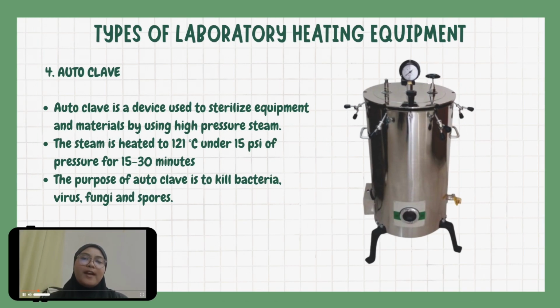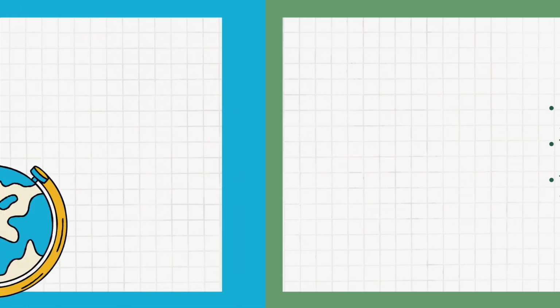Lastly, we have the autoclave. An autoclave is a device used to sterilize equipment and material by using high pressure steam. The steam is heated to 121 Celsius under 15 psi of pressure for 15 to 30 minutes. The purpose of an autoclave is to kill bacteria, viruses, fungi, and spores.